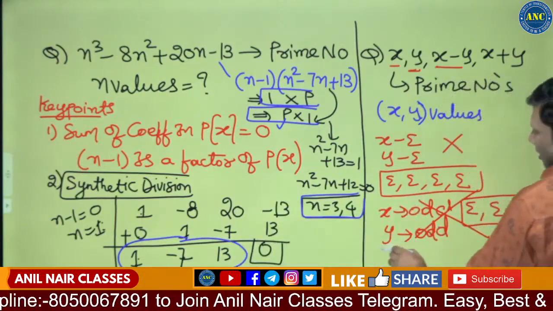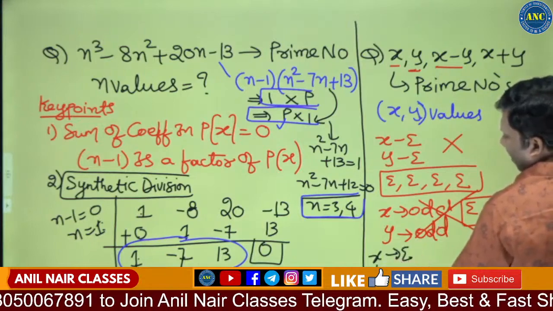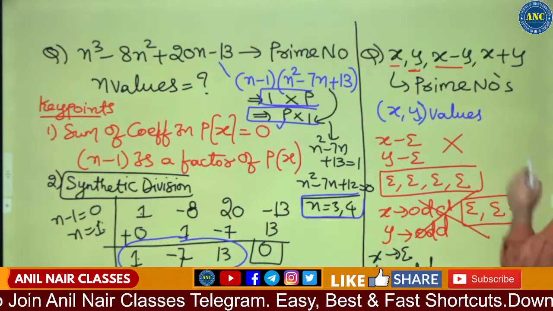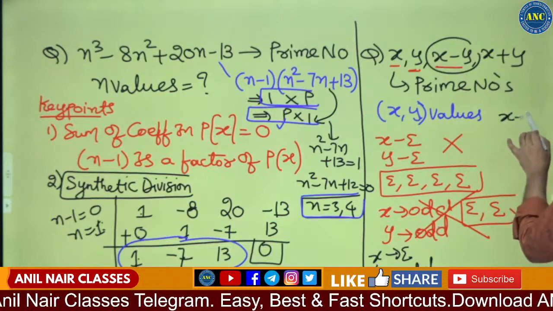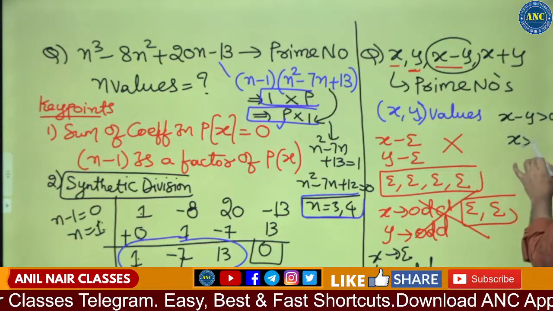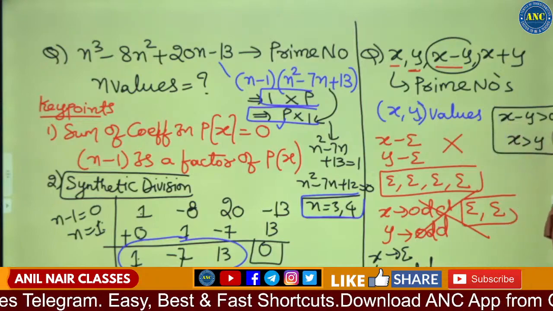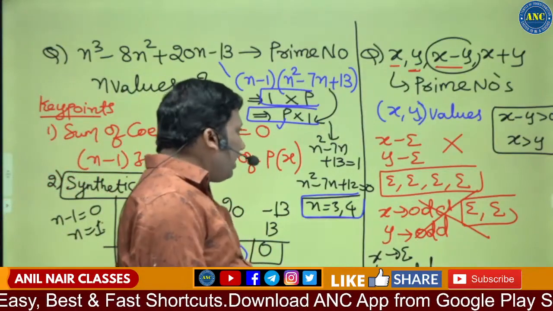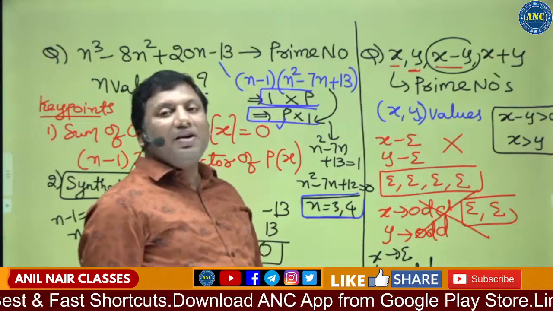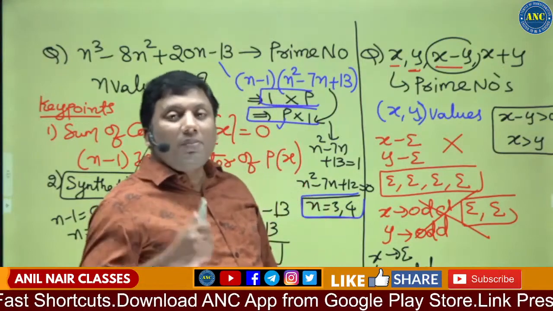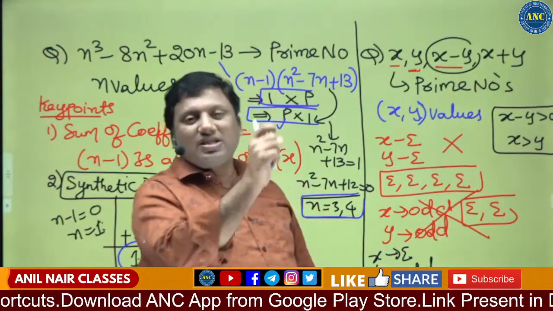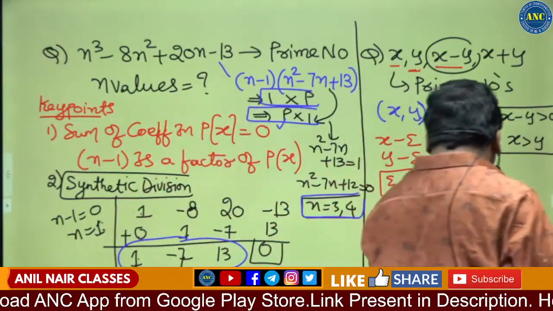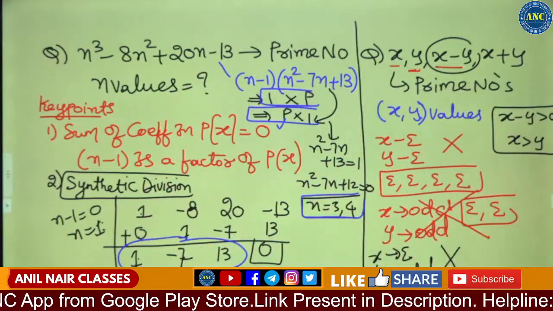Now if x is even, y is odd, then x minus y is greater than 0, that means x is greater than y. What is the lowest even prime number? 2. Here I am saying even is greater than odd. Even cannot be greater than odd. In the prime number set, the lowest prime number which is even is 2. Every other prime is odd. So this case also is eliminated.